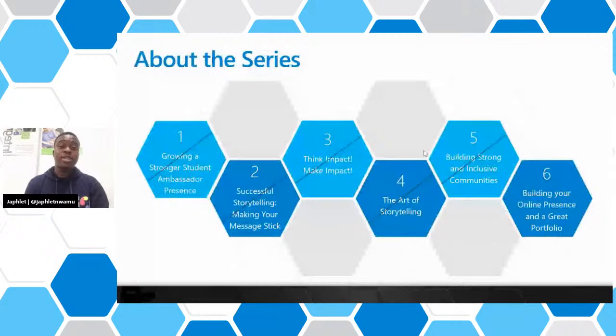This is the sixth session in this series. We have had the opportunity of learning a whole lot right from the beginning. We started off with how student ambassadors can grow an amazing profile for themselves, how they can become great storytellers, how they can make impact, and how they can go on to utilize their storytelling skills when handling non-technical sessions. Community is an important part of the Microsoft Learn Student Ambassadors program, and so the fifth session in the series helped student ambassadors to learn how they can build strong and inclusive communities. And in this session today, we want to show you all how you can create an amazing online presence for yourself and build a great portfolio.